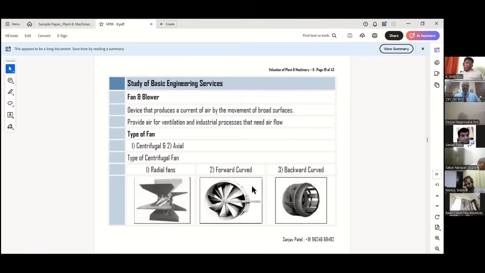Okay, like in our offices, many times we find the exhaust fan. What is the function of the exhaust fan? Well, simply, exhaust fan creates a current of the air, so it is sucking the air from the inside and putting it outside. Going outside, yes, so creating negative pressure. So type of fan: a device that produces a current of air by movement of a broad surface, providing air for ventilation or industrial process needing air flow, just like a boiler.